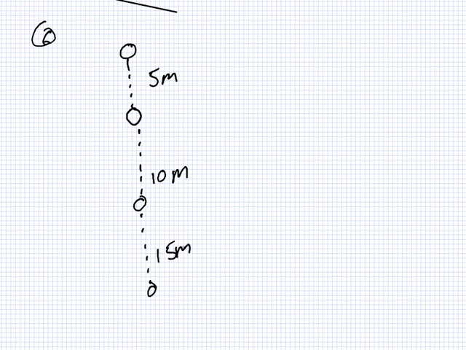Number 6. A ball is dropped. During the first second of motion, it falls 5 meters. And then in the next second of motion, it falls 10 meters. And in the next second of motion, it falls 15 meters. How far has the ball travelled after 10 seconds?